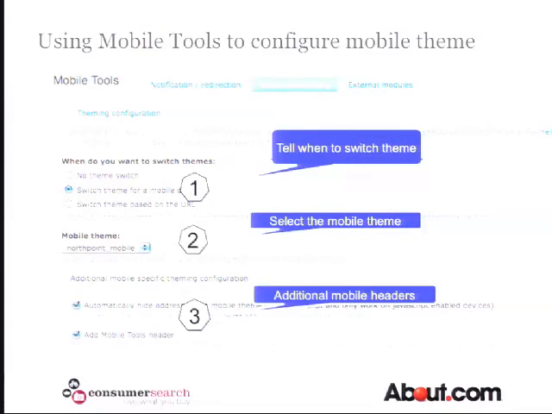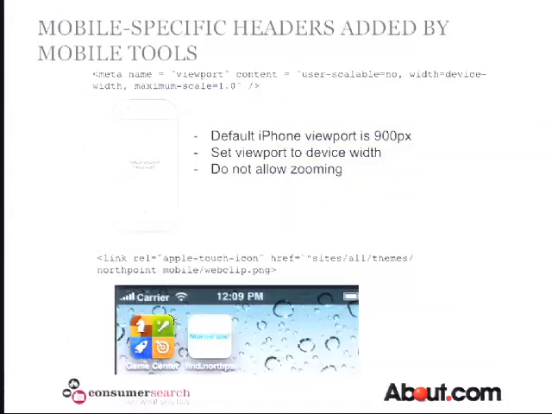Here's some configuration examples when you go to mobile tools. It's very straightforward. You can just say, okay, when do you want to switch themes? You can say, I don't want to switch themes at all. You can say, I want to switch themes for whatever mobile user accesses the site. Or you can also say, I want to switch themes purely based on URL. You can select a theme, and there's some additional changes that you can make. For example, I want to automatically hide the address bar, or you can add specific mobile headers. For example, you can set the viewport size.